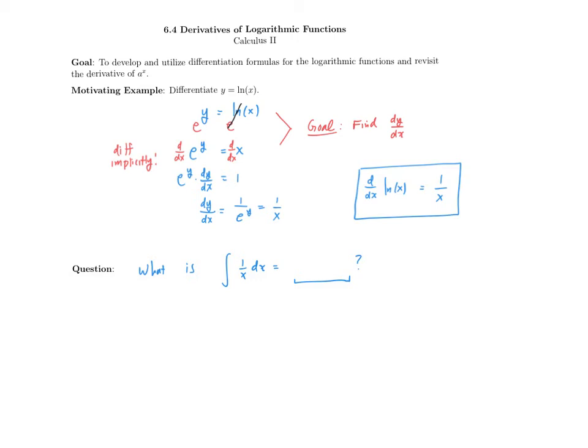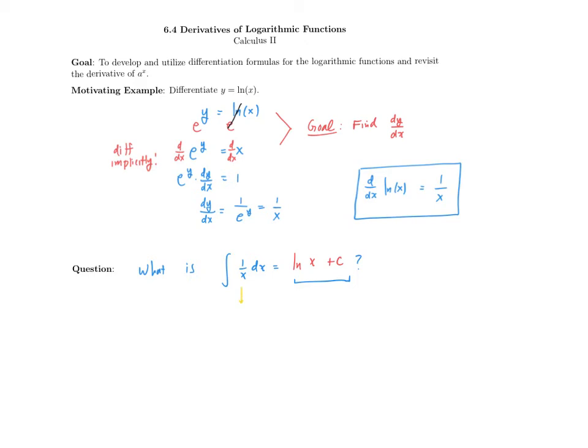Now, the common response that I get is the natural log of x plus c. And I'm going to note that's not entirely correct, at least not in this current form. There's one small subtlety we have to worry about, and that is matching up domains. What values of x are we talking about?